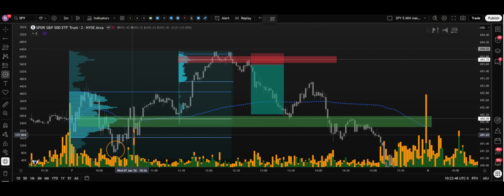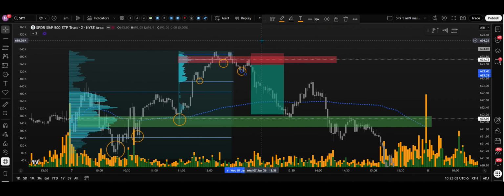There's buyers buying here. Buyers buying here, thinking that we're going to go in to make new highs.